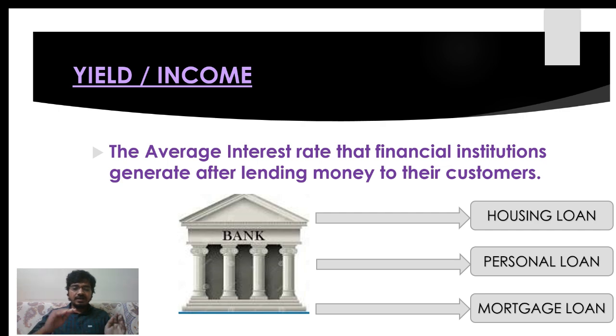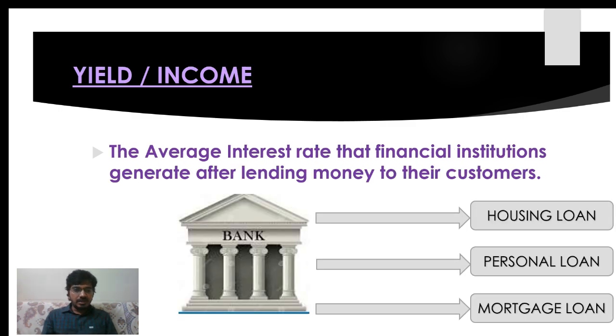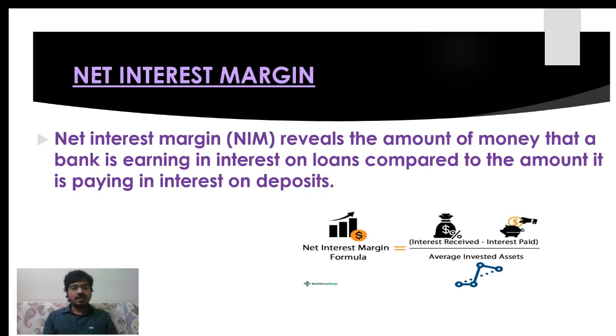Now the bank has more money value, so it is going to disburse it as loans and advances. It can be a housing loan, vehicle loan, personal loan, mortgage loan, agri loan, anything. For these loans, the customer will pay the interest amount to the bank. Correct? That average interest rate will become the yield. In cost of funds, the bank pays interest to you, and in yield you pay interest to the bank.